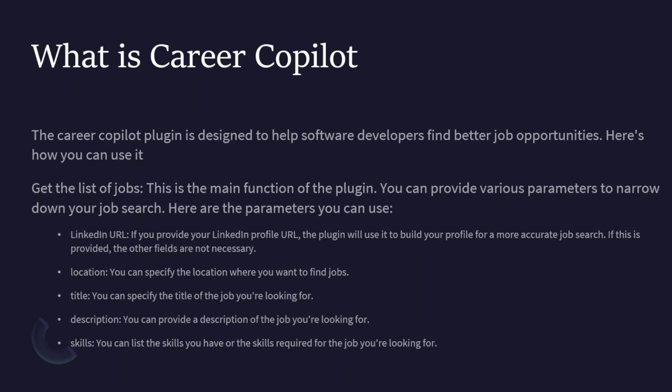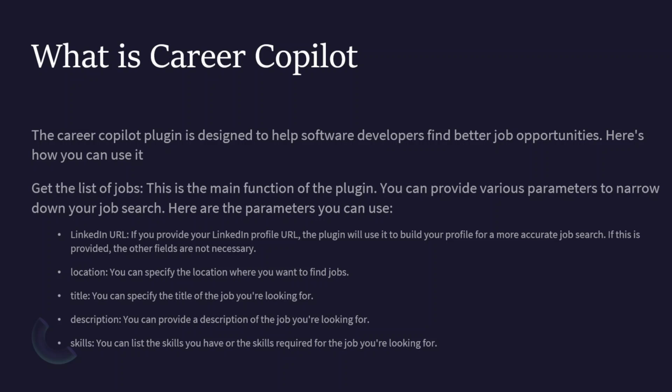Get a list of jobs. Here is the main functionality of the plugin. You can provide various parameters to narrow down your dream search. The criteria can be, you can just provide your LinkedIn URL and be done. You can provide a location. You can provide a title. You can specify the title you are looking for.